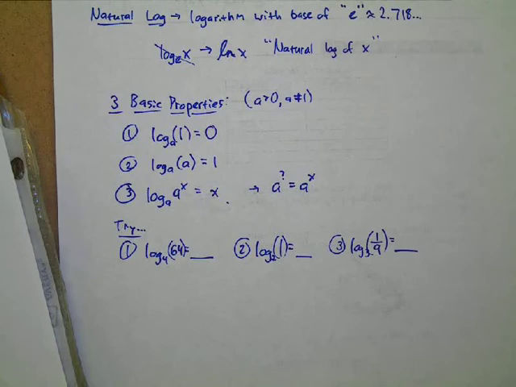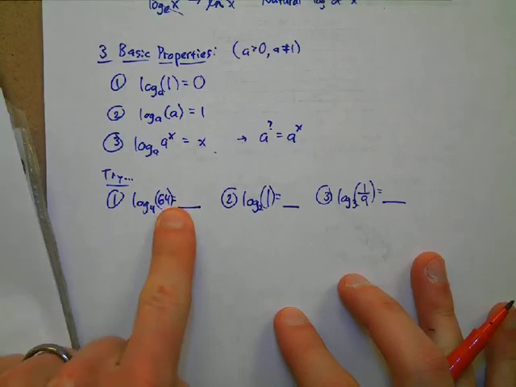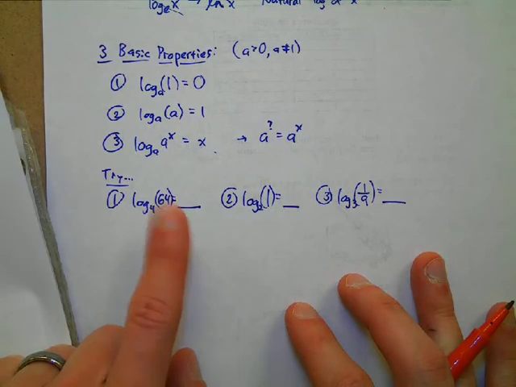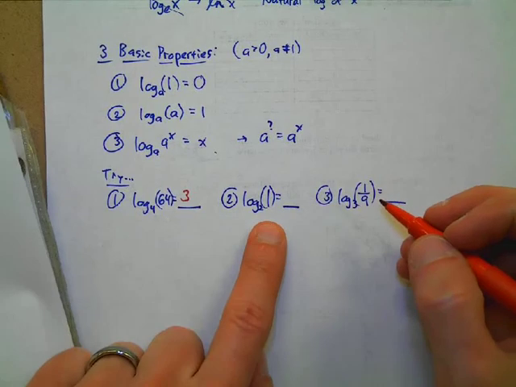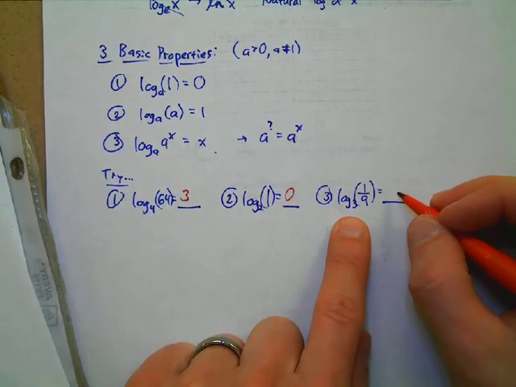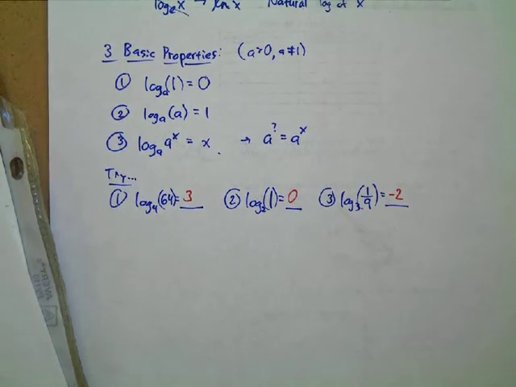All right, now let's go over this since we've kind of discussed the answers already a little bit here. Number 1, what's our answer? 3. Number 2, what's our answer? 0. Number 3, what's our answer? -2 is the answer there.